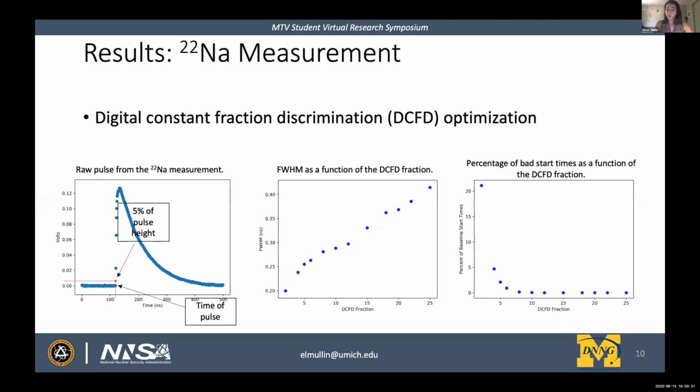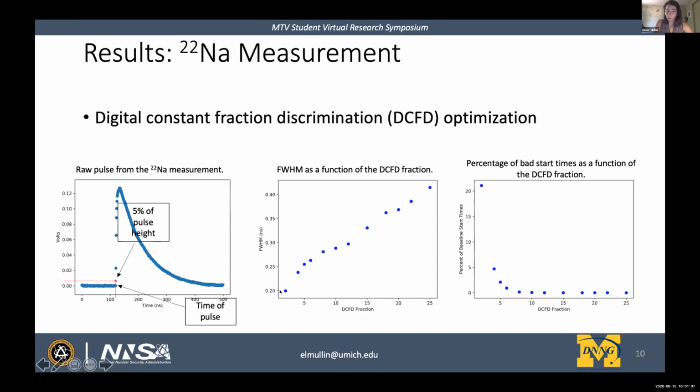We take this fraction as the time for every pulse, and then we look at the full width half max of our time distribution. We make a histogram of all of these time differences between the two cubes and calculate the full width half max, because we say that the full width half max is representative of the timing of our system. In the bottom plot, we plot the full width half max as a function of the DCFD fraction. As we increase the DCFD fraction to higher values of the maximum of the pulse, we get higher full width half maxes. And so we found that our optimal DCFD fraction is actually 5%.